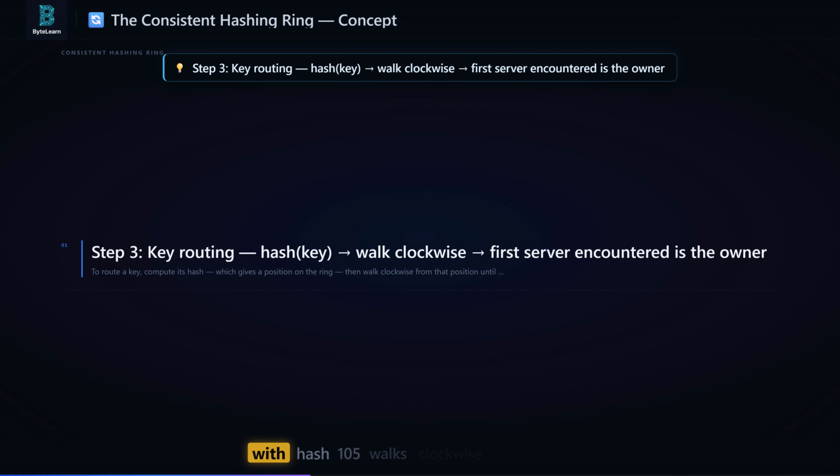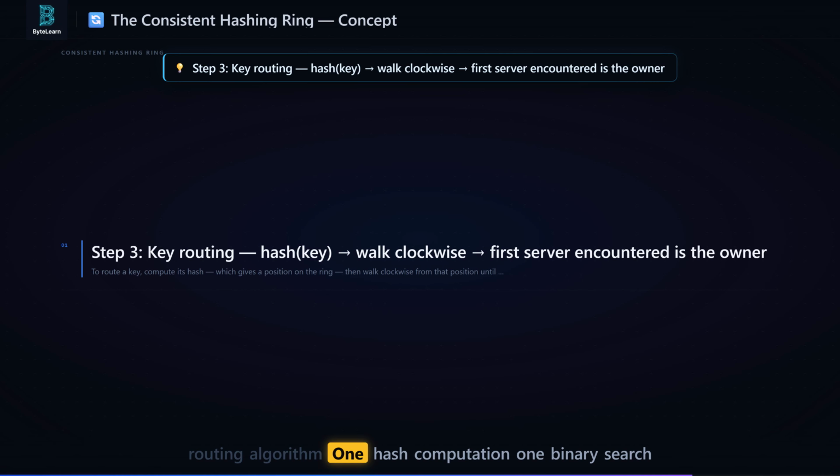Key with hash 105 walks clockwise from 105, hits server B at 161st. Server B is the owner. Key with hash 195 hits server C at 240. Key with hash 50 hits server A at 80. This is the entire routing algorithm: one hash computation, one binary search on a sorted list of server positions.